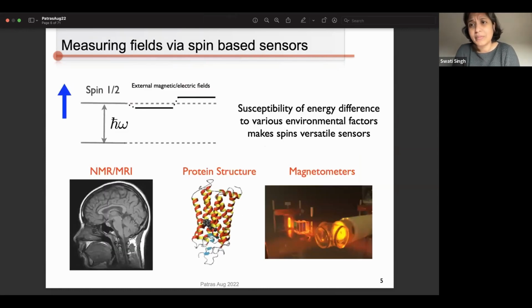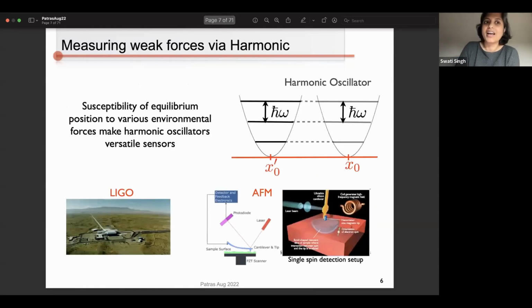In fact, if you think about it, the energy difference between two energy levels that make up a spin one half system is very susceptible to weak external magnetic fields or variations of fundamental constants. And it is this susceptibility of the energy level to these things that lets us measure these weak changes in the local environment. We use it all the time in magnetometers or NMR, MRI.